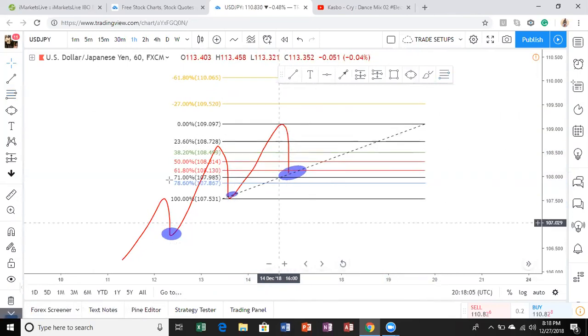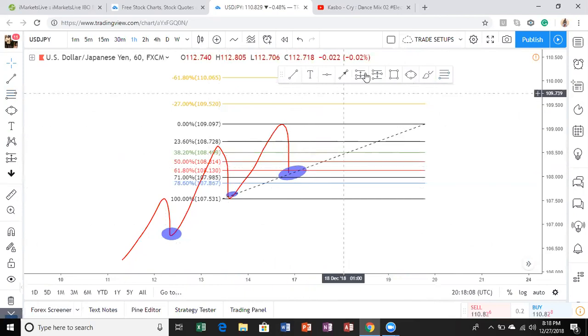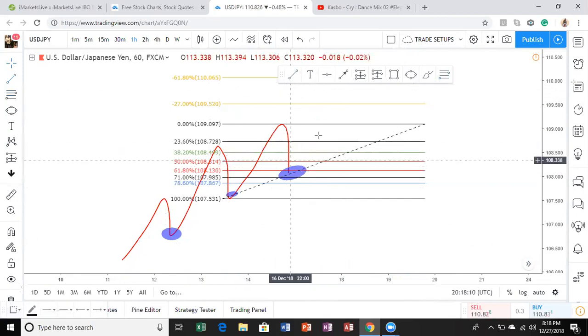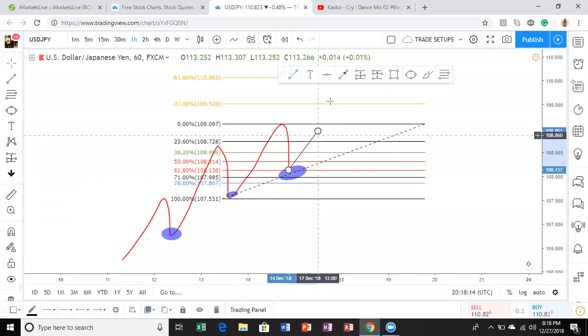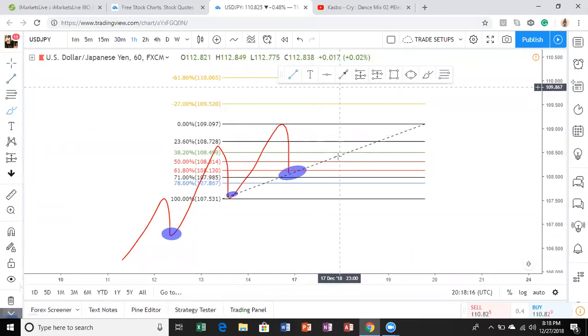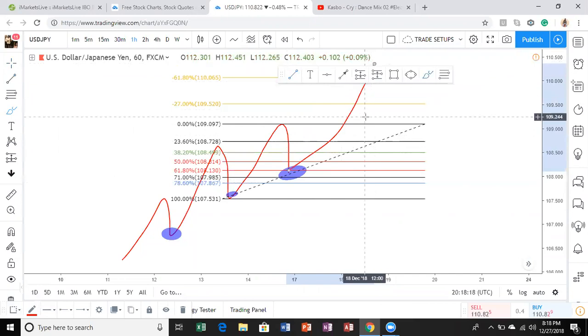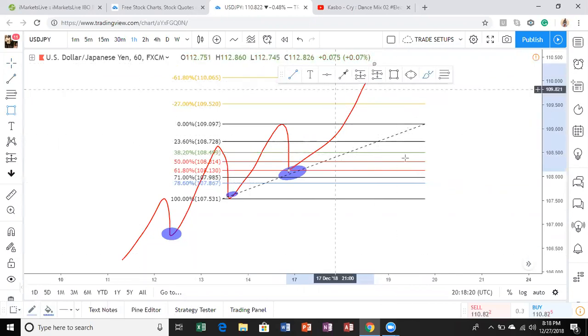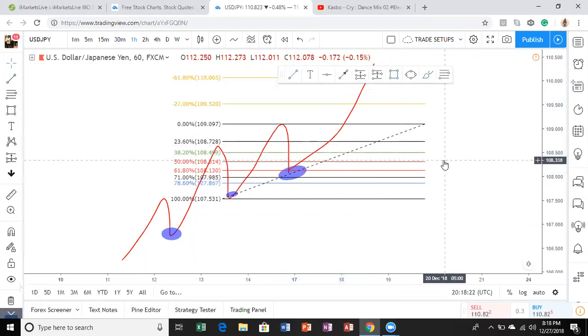The reason why I take my trades off the 61.8 is that mostly when price comes down, what ends up happening is that it bounces off that 61.8. That's what it mostly does. I'll take you to the chart and it will make a lot of sense.